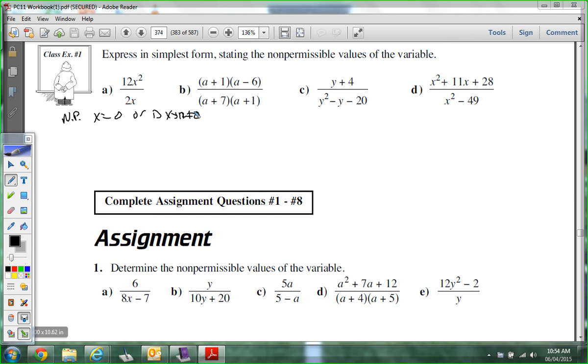As you get going, I'm fine if you just say non-permissible, x can't be 0. You don't have to put the real numbers every time, because it's not technically asking for domains. It's a little bit more information than you need. But we still can simplify. To simplify this, 12 divided by 2 is 6, and x squared over x is x. So that's the simplified version.